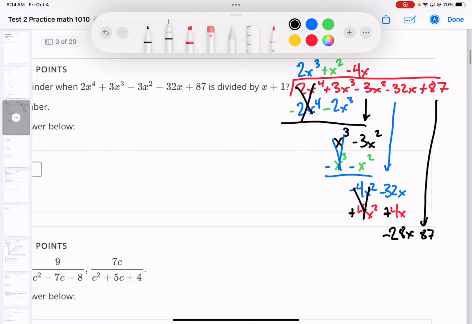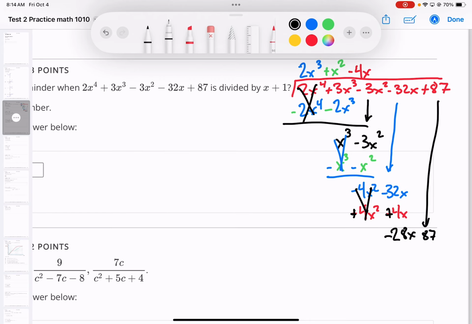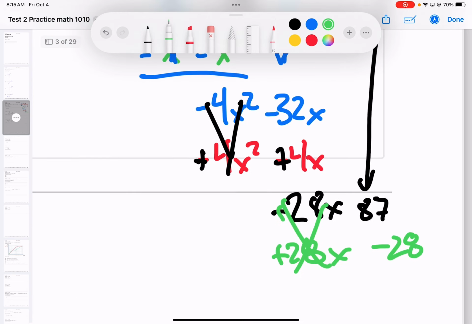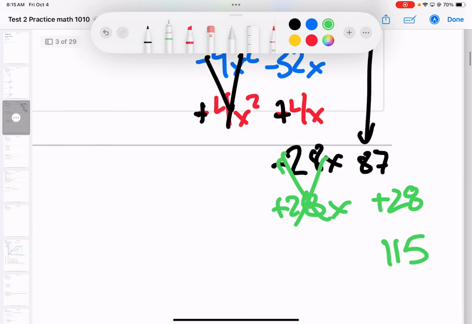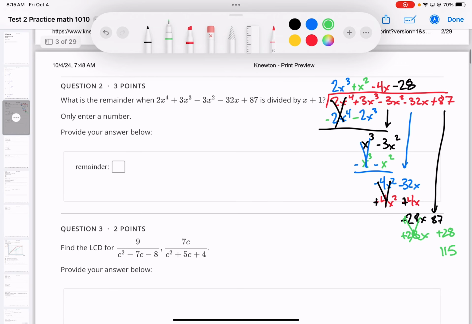Okay, and now I'm going to divide out again. So what I need to times this is going to be a minus 28, so that's going to give me a minus 28x, and then minus 28 here. Those go away. Need to change this sign. Let's see, 87 plus 28, it's 115. So we're done here. We can't divide anymore. So my remainder is 115.